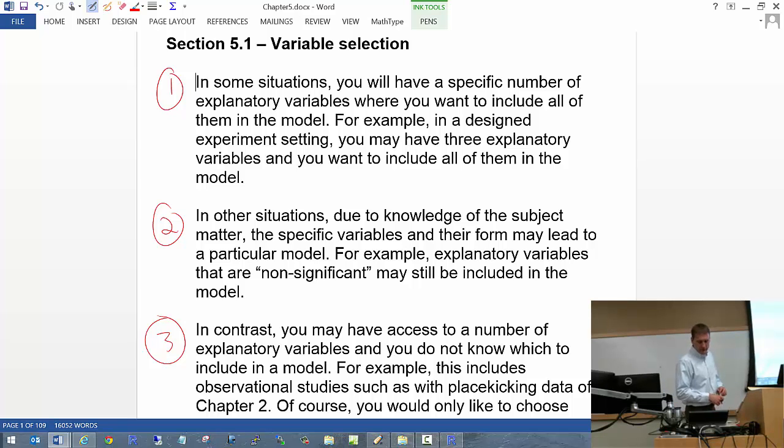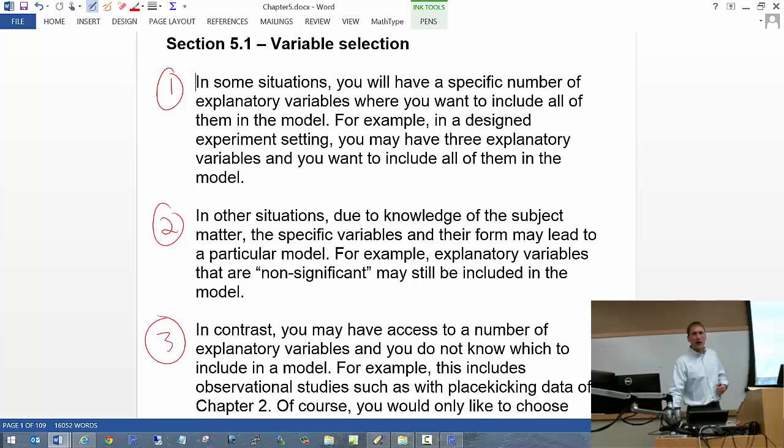Situation 2, especially if you are a non-stat major, based upon your background, you might think a particular variable is important. It's going to affect the response. And even if you do a likelihood ratio test and the p-value is large, it's non-significant, you're still going to keep that variable in the model. Because based upon your background, based upon maybe what other people have concluded, you need to include that in the model.